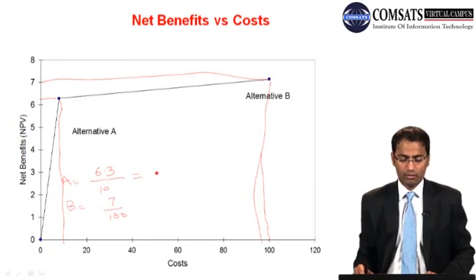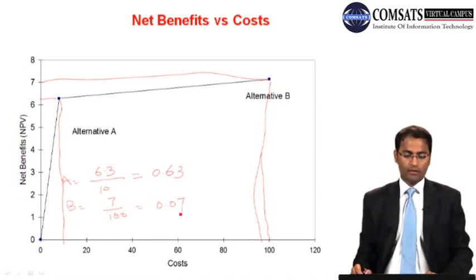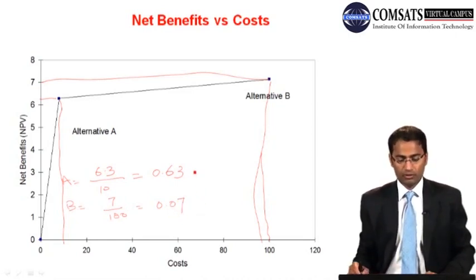So we are having 0.63, and this is for 0.07. Okay, so as far as project A is concerned, that is selected. As for B, it is not selected.